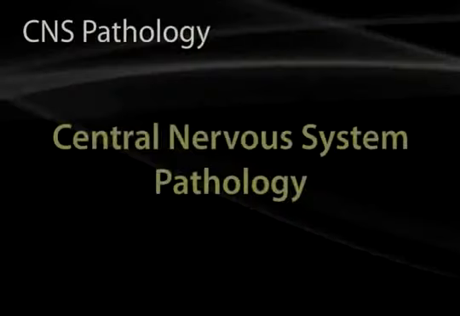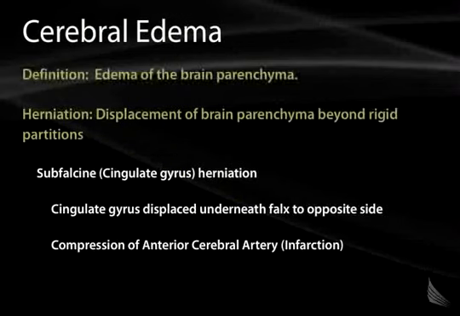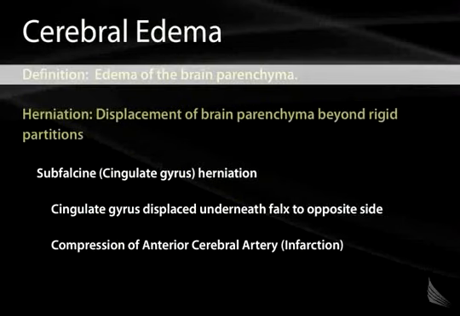Central Nervous System Pathology section of the USMLE Step 1 Pathology Review. Cerebral edema. Cerebral edema is defined as edema of the brain parenchyma.